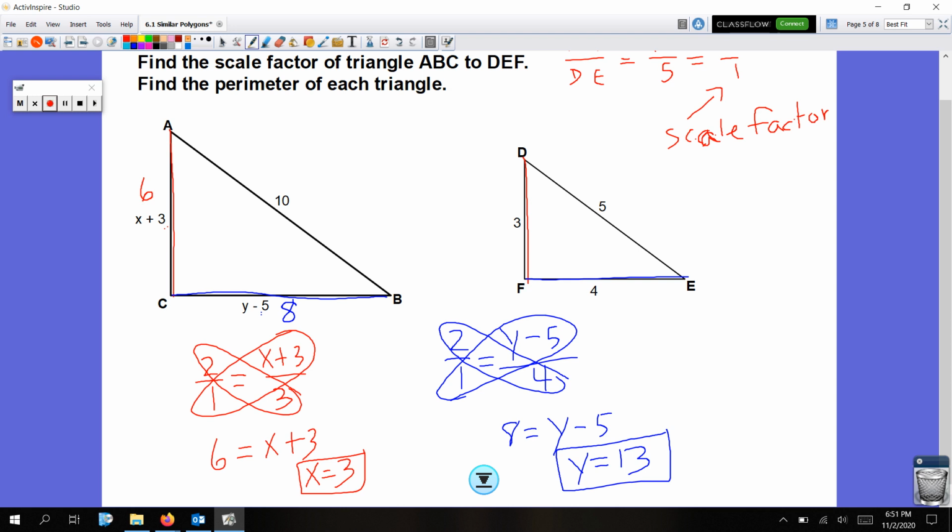All right, now it said find the perimeter. Remember, the perimeter is the measure of the outside. So if I just add up these sides, I'll have the perimeter. 6 plus 8 is 14, plus 10 is 24. Now we know that this triangle is twice as big, so if you're thinking that, you're like, oh, the smaller triangle is 12. Let's just see if you're right. 3 plus 5 is 8, plus 4 is 12. It is. So that is the perimeter of the smaller triangle.